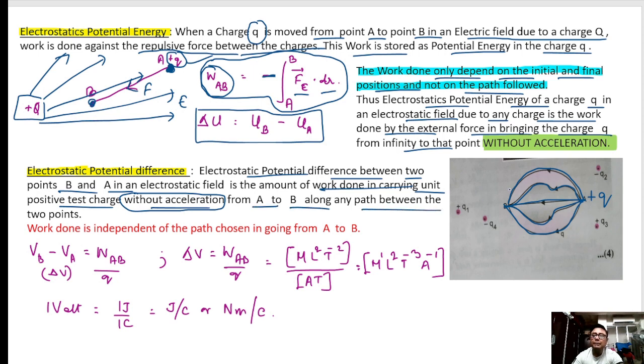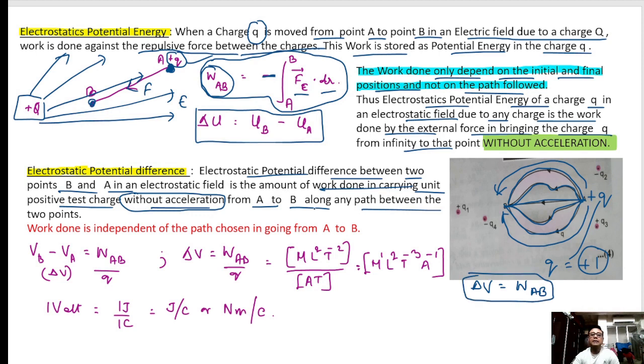So from any path you move, if you are taking this charge along any path without acceleration, and if this charge is a unit positive charge, then potential difference is the work done from A to B. This is the potential difference's definition. Okay, so work done is independent of the path chosen from A to B. So from any path you can come from A to B, the work done will be the same.